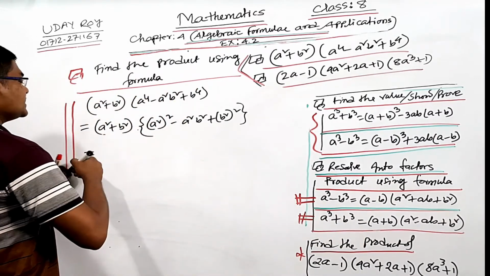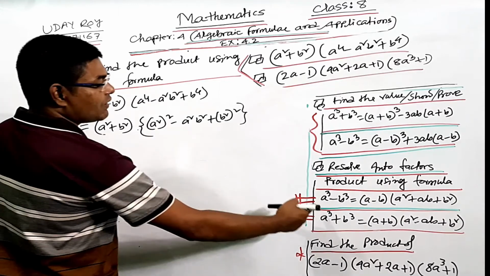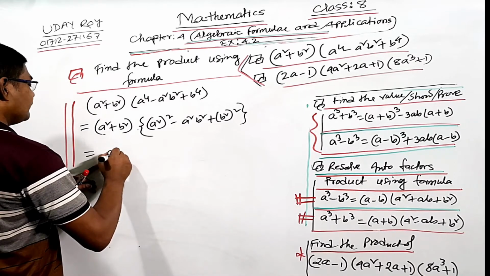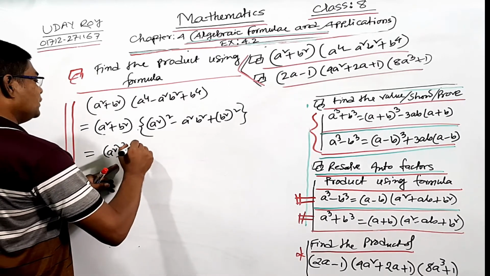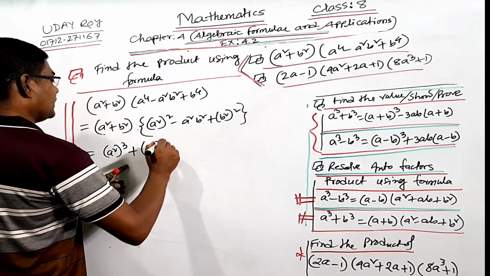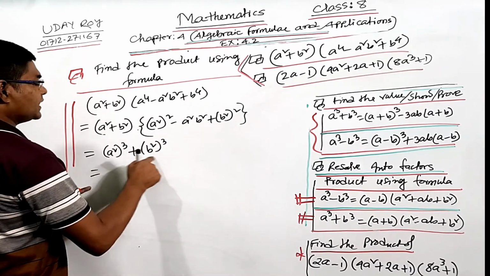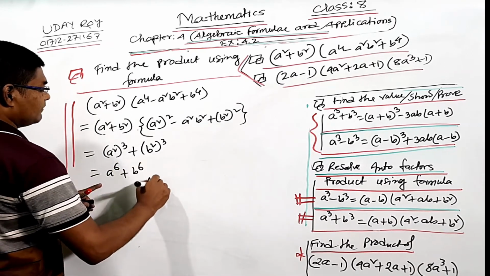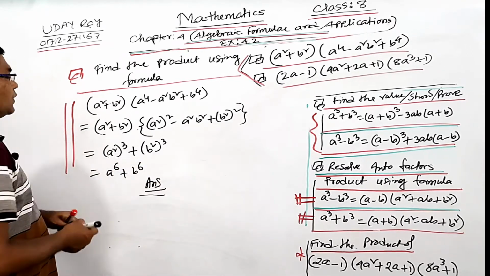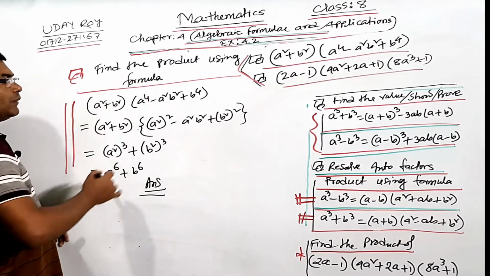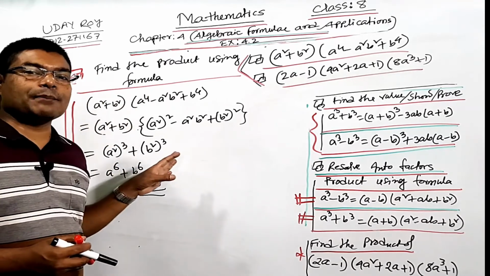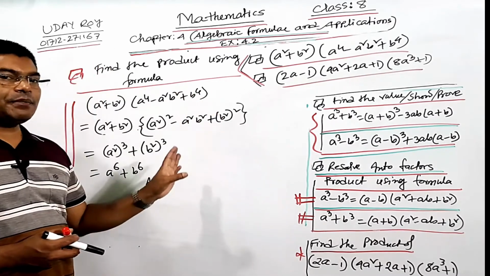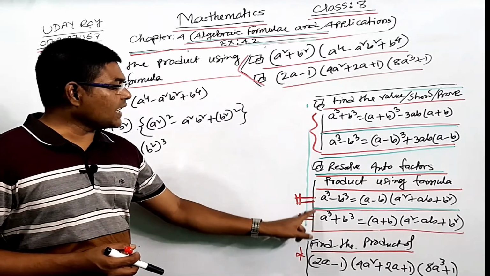This is a, this is b. Here is plus, here is minus, so you have to follow these rules. So we will get a cube plus b cube, so here is a to the power 6 plus b to the power 6. So we have got the find the product. Actually this is MCQ type maths. This is not a big maths. If you see this type of maths, you have to follow these rules.